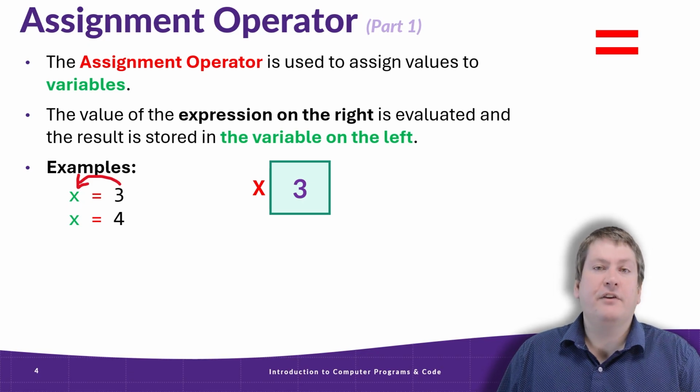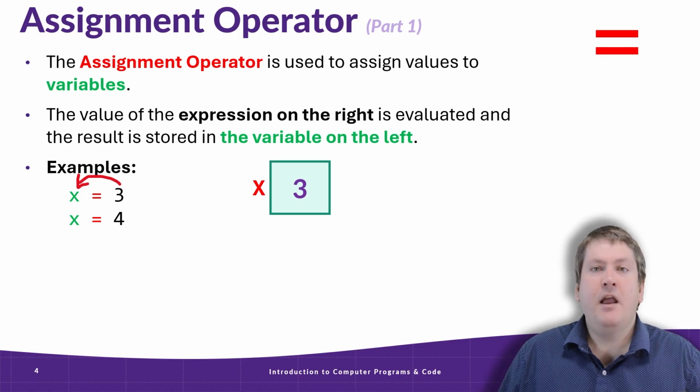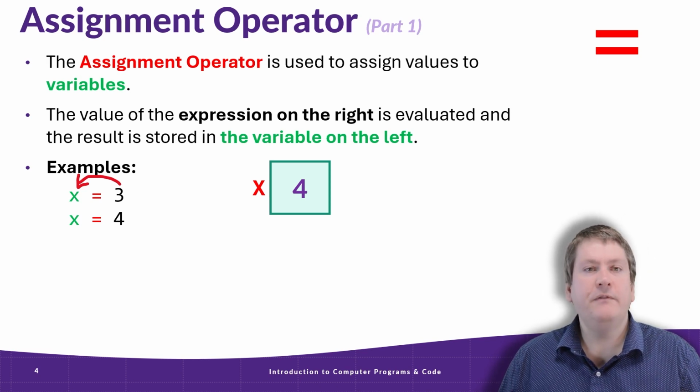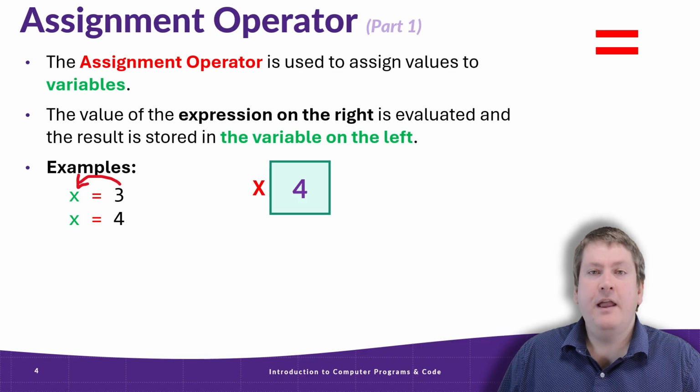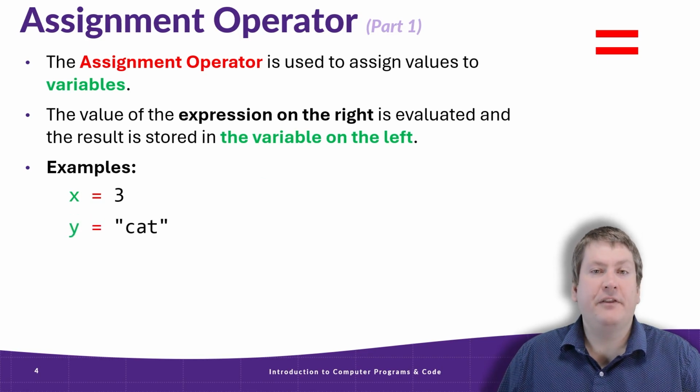So if we had another line, such as x equals 4, this would not mean that 3 equals 4, or return false or something like that. Rather, it simply means that the variable x is now pointing to the value 4 and not 3. The old value of 3 would now be lost, and for future lines of code, x would equal 4 and not 3.